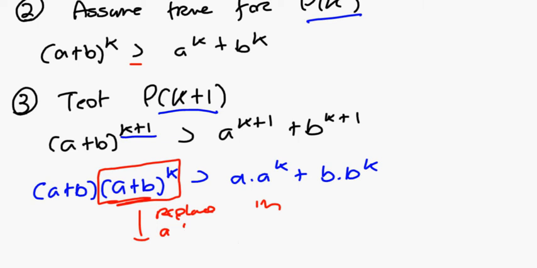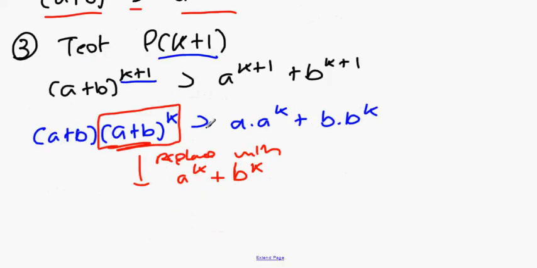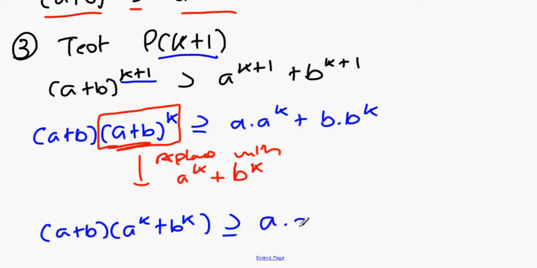Okay, so I'm replacing it with AK plus BK. So I'm going to replace that with AK plus BK, because we know that this number here is bigger than or equal to this. So what we're going to get then is A plus B, and then multiply that by AK plus BK greater than or equal to AK plus B BK.